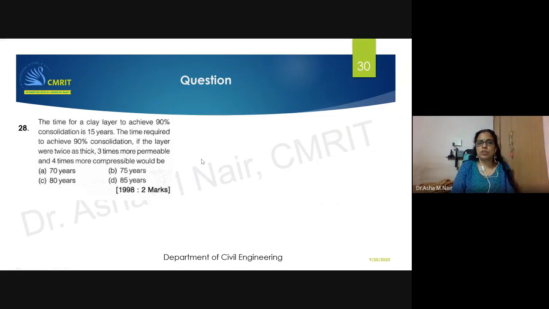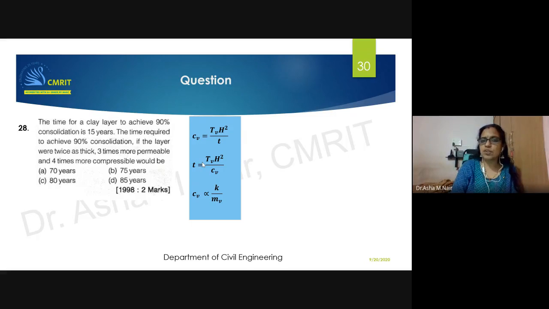So the time taken, how did we do this question? Please note, Cv is proportional to K and Mv. This is also a very important relationship that will generally be asked, and please note, this can also be a 2-marker question. So T is equal to Tv into H squared by Cv, and Cv is proportional to K by Mv.